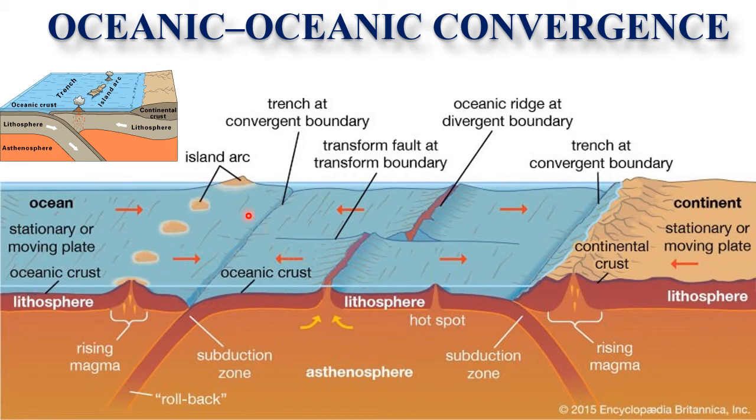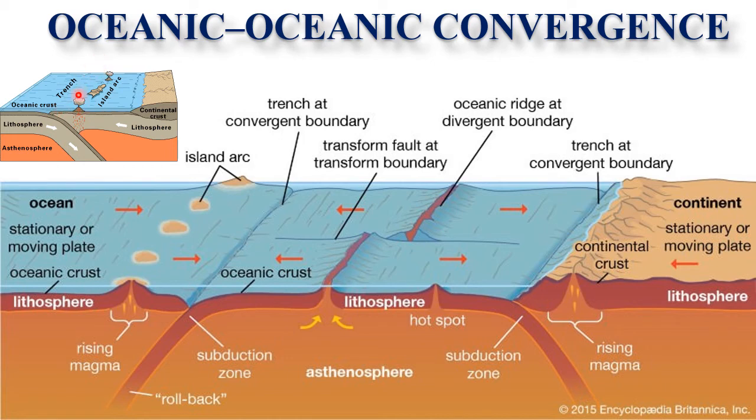As we can see over here, the oceanic lithosphere is subducting below another oceanic lithosphere. So when it reaches a greater depth where the melting can occur, this produces a chain of volcanoes on the overriding oceanic plate.